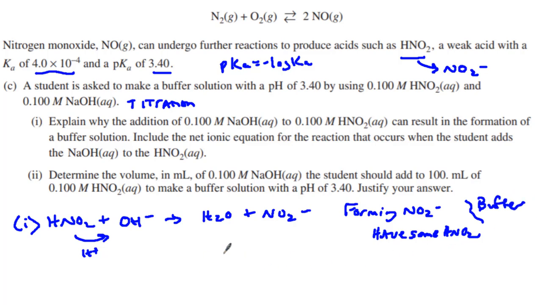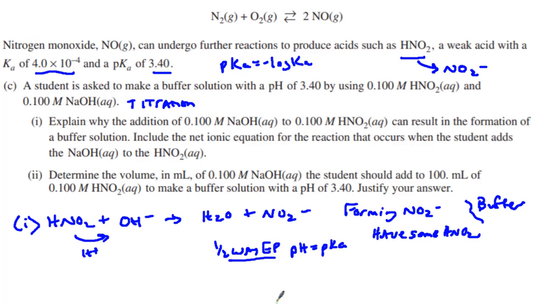Now remember, the perfect buffer for a titration is halfway to the equivalence point. That is where our pH is equal to the pKa. And so we have 1 point for a recognition.